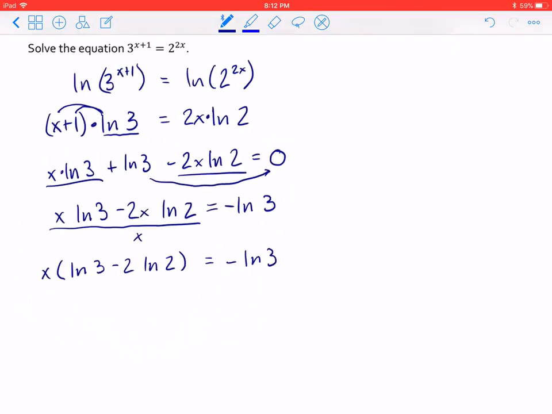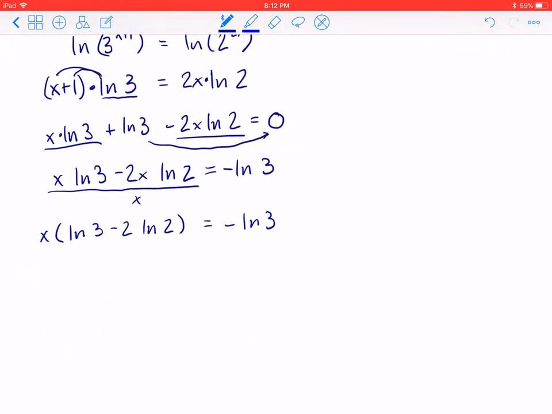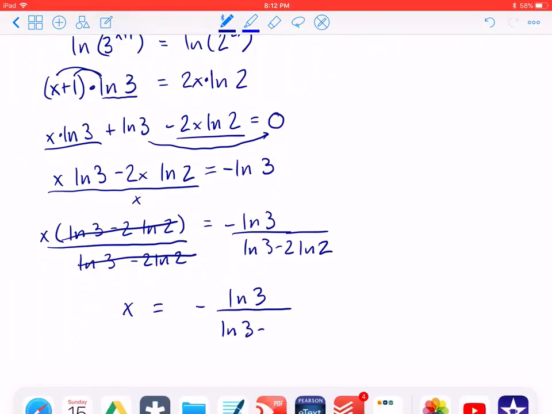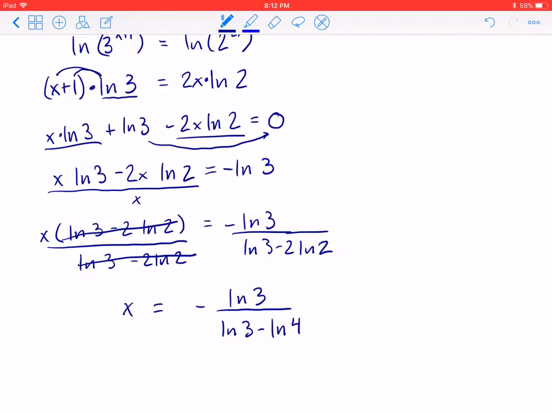And from here, we can just go ahead and divide both sides by this expression. So if we divide both sides by ln of 3 minus 2 ln 2, that expression cancels with this one. So we find x, when all is said and done, equal to minus ln of 3 divided by ln of 3 minus, by the way, I can write this as ln of 4. Take a moment and think about why. Remember the power rule, I could put the 2 back up on top, and 2 squared is 4.